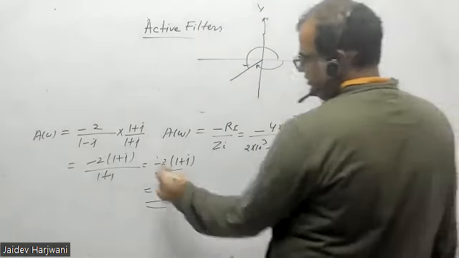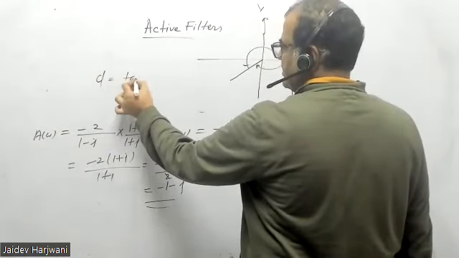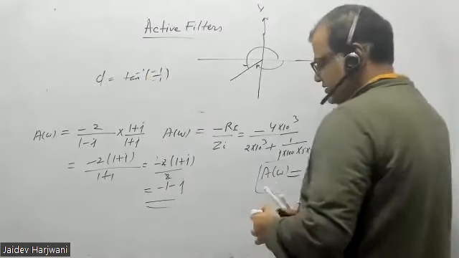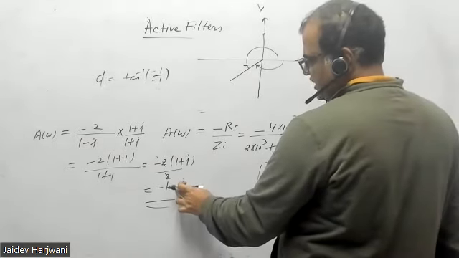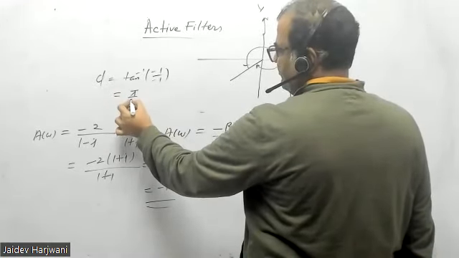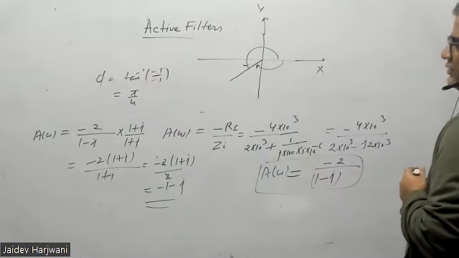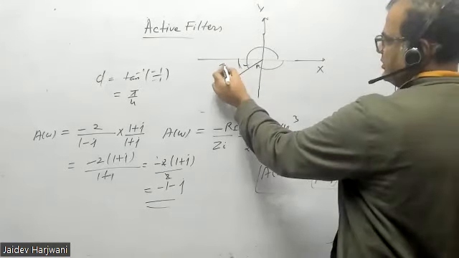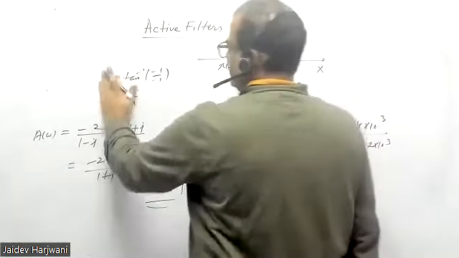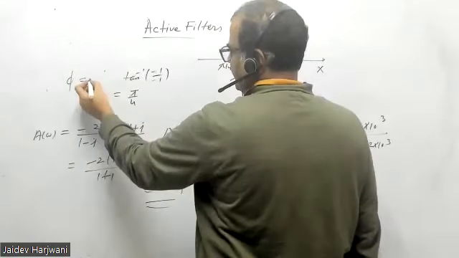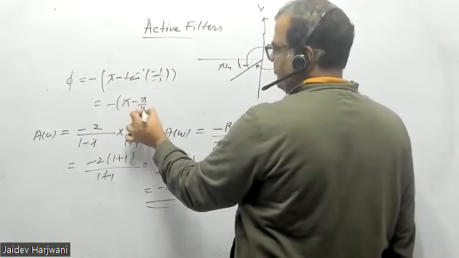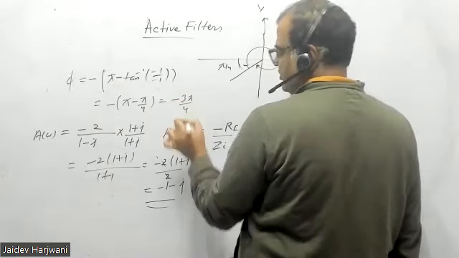Now you want to find the angle. It will be tan inverse of y by x. Here it is minus 1 by minus 1, so y by x is 1, and this comes to pi by 4. But you have to measure from the negative axis, so the phase will be minus pi plus pi by 4, that is, minus pi minus pi by 4 measured that way gives minus 3 pi by 4.